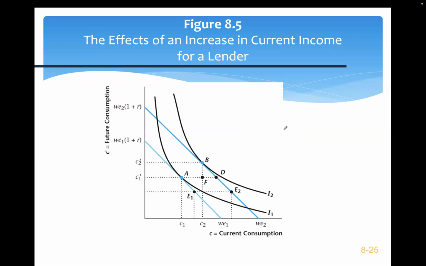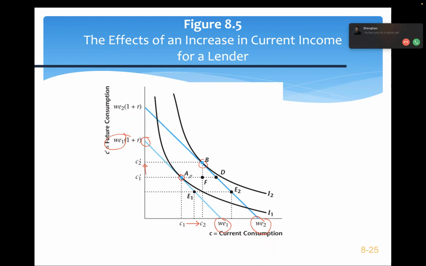So now here is a graph. We start with this budget constraint. You have lifetime wealth. Now you win a lottery, and then your lifetime wealth increases here. When we start, we are at A. When we end up, we are at B. Right? So clearly, both C and C prime increase. C increases from C1 to C2, and C prime increases from C1 prime to C2 prime, right?